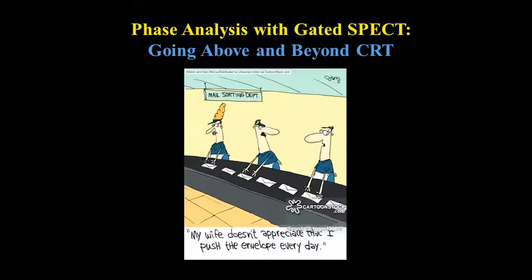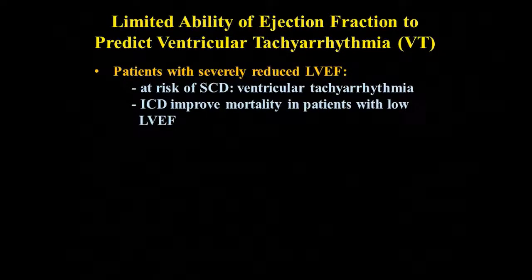Okay, so dyssynchrony, as we have just seen, may sound like it's only applicable to resynchronization, right? That just makes more sense. But there is new and upcoming information as to the value of assessment of dyssynchrony beyond resynchronization therapy. So we know that ejection fraction has a limited ability to predict ventricular tachyarrhythmia, right?